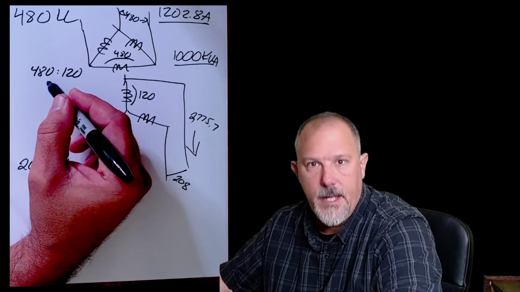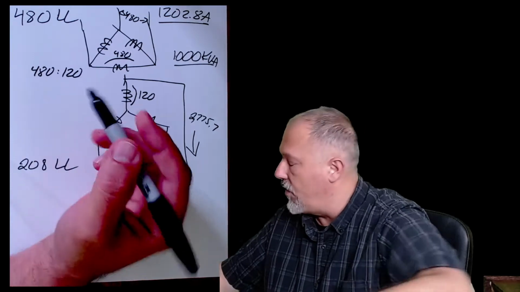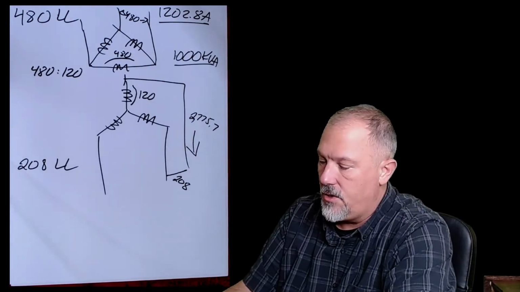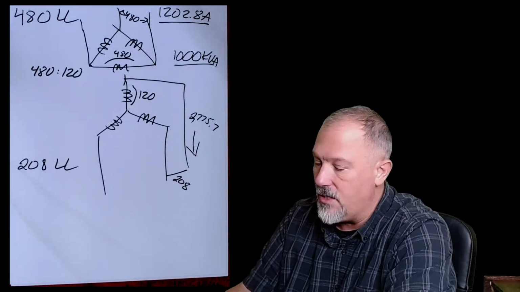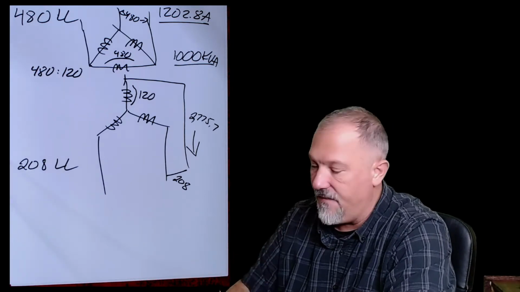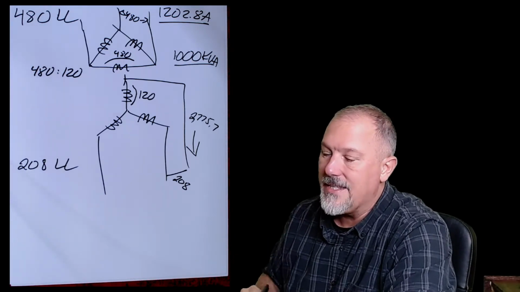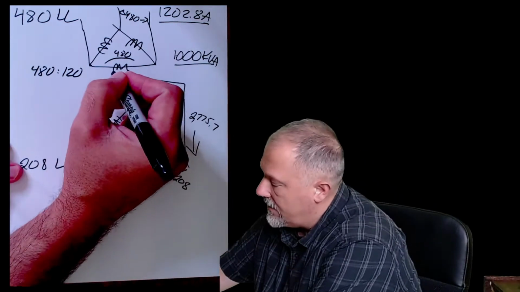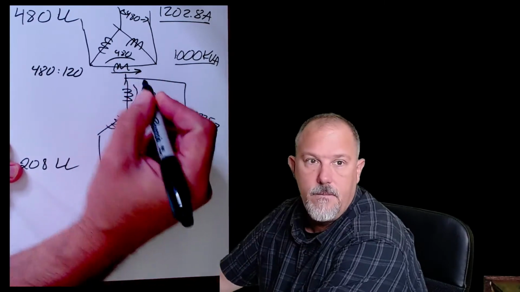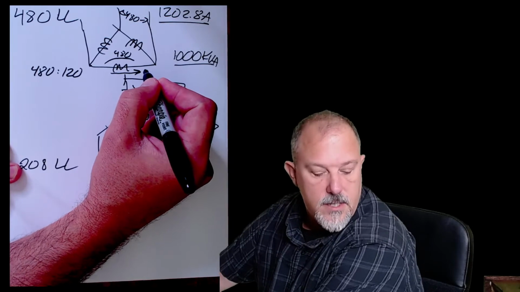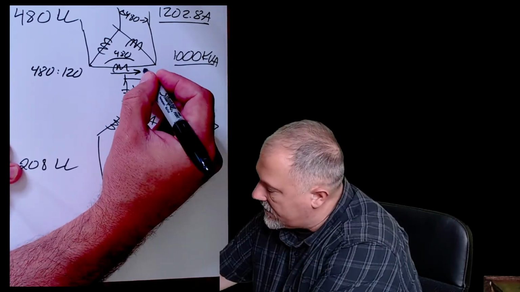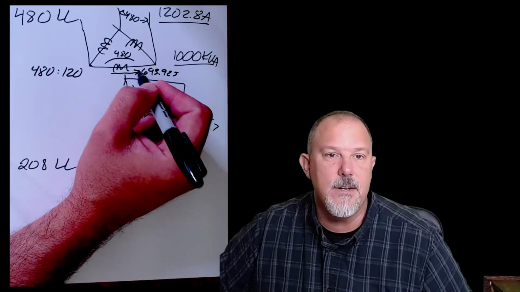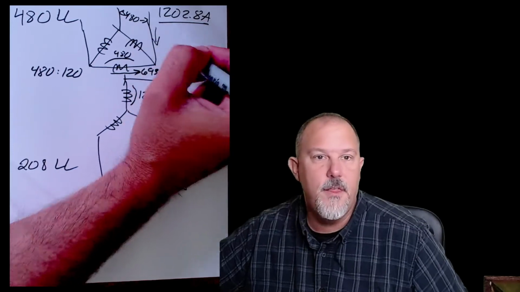And you would get the wrong number, because why would you get the wrong number? When you do that, if you took 2775.7 times 120, divide that by 480, you'll get 693.925. What is that current? That current is actually in the delta. That current is 693.925. So that's what's in the delta. That's not what's in the line current.